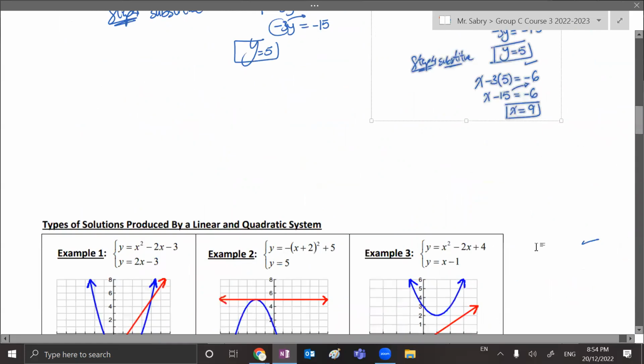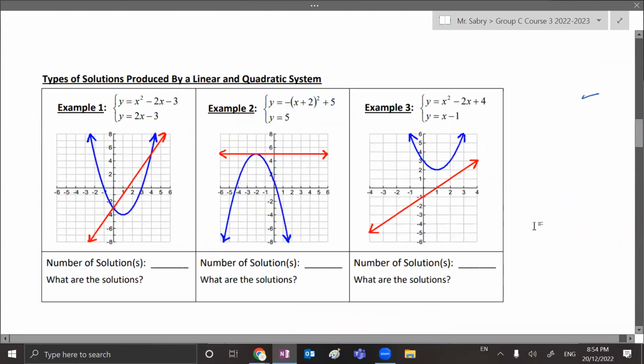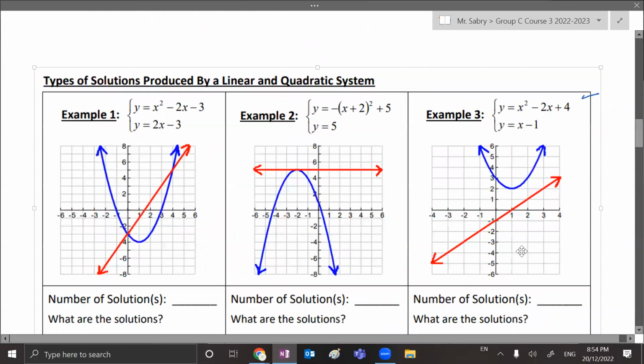Now, what if we have a system of linear and quadratic equations like those? These are the three possible cases that can come up for a system of linear and quadratic. You see, this one here, because it has x power 2, is quadratic. But the other one here, because it has x power 1, is linear. So if you even look at the graphs, the graph here is red and the other one is blue.